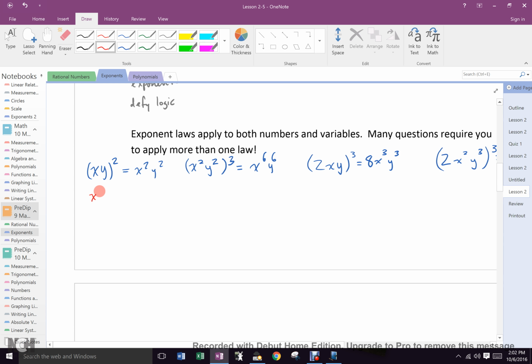X squared y cubed over x y, all squared. Remember, every math rule applies.